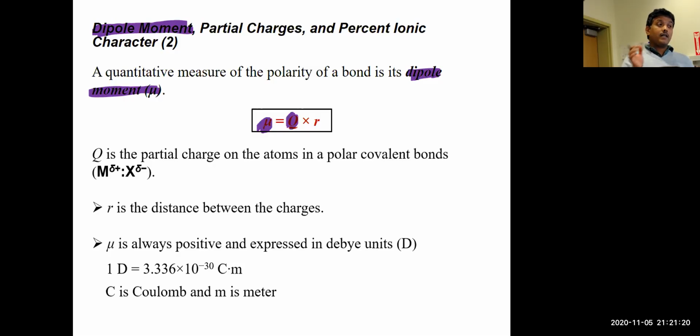And to calculate the dipole moment in Debye units, you need a conversion factor for the charges and distance, because Q, the partial charge, is calculated in coulombs, and R, the distance between atoms, is calculated in meters. So if you're expressing the dipole moment in Debye units, you need some conversion factor. So this is the conversion factor between Debye and coulombs and meters. We are going to use that.